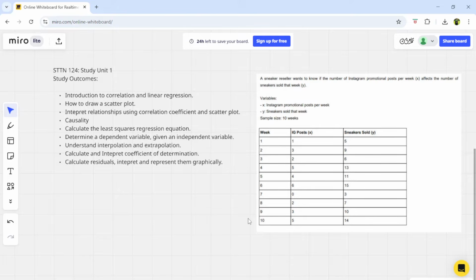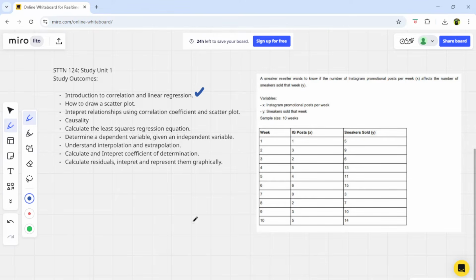So how to draw a scatter plot. That is the second thing that we're going to do. The first one we're done with. We're going to use this information here, and I'm going to show you how you draw this scatter plot. It's going to be a rough sketch, but you must know that you must draw it according to scale in the exam or in the test. Let's use this information that we have here.